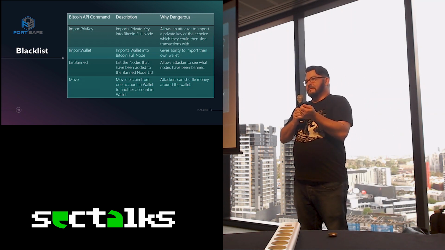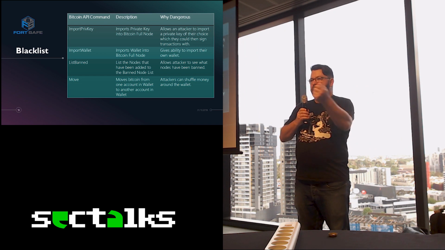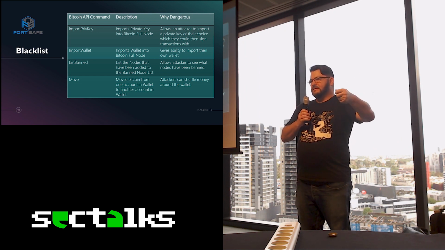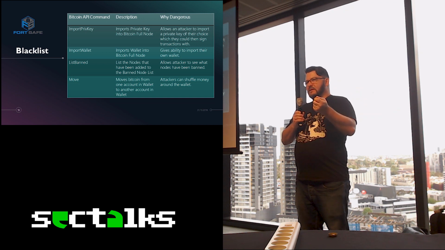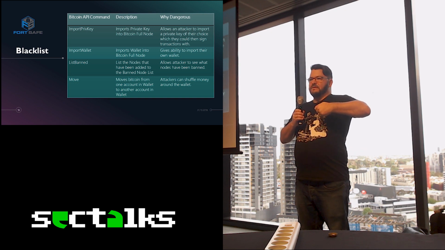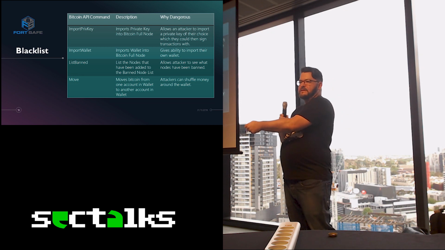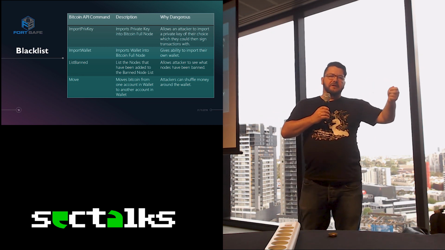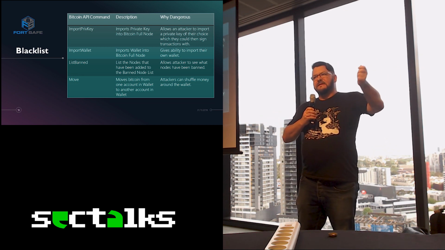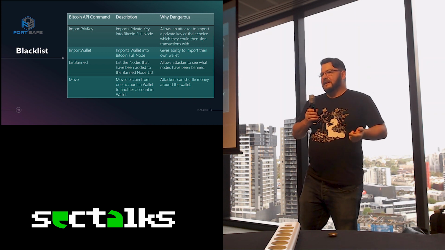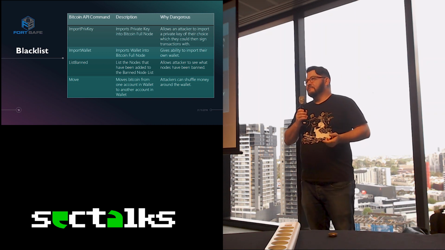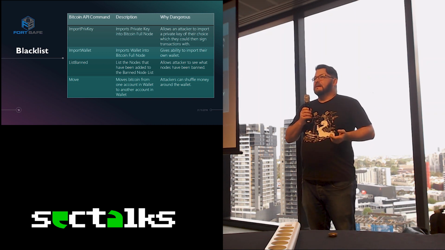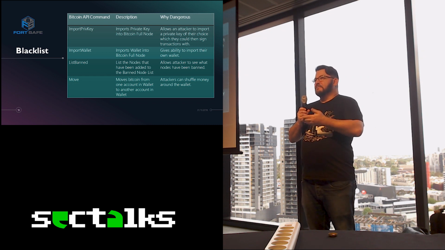Import private key. That would mean that you'd be able to import your own private key and use the honeypot to sign transactions that you have access to. There's no plausible deniability: you could basically take someone's private key, load it onto the honeypot, and tell it to do something, and then you're implicated in some way. So we didn't want to allow that.